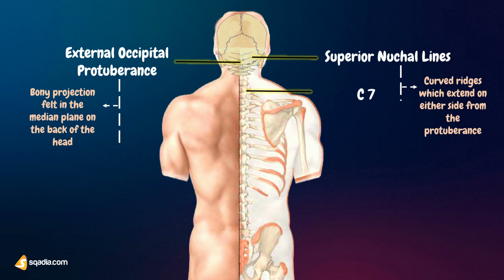The superior nuchal lines are indistinct curved ridges that extend on either side from the protuberance to the mastoid process. The nuchal furrow extends to the external occipital protuberance above and to the spine of C7 below. So that concludes the discussion of the surface anatomy of the back.